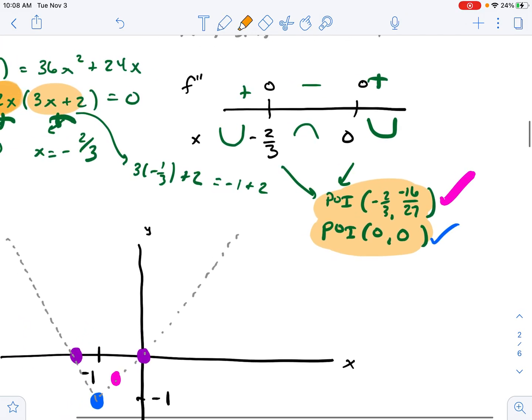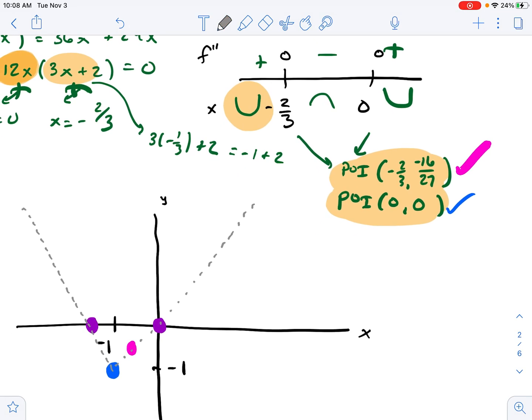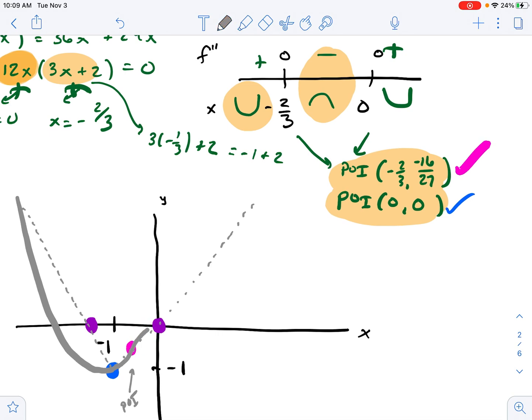Now I'm going to apply my concavity. To the left of 2/3, we should be concave up. So it's going to be decreasing, concave up, and it's going to look something like that. Okay? And now we're increasing concave up because, again, that was our point of inflection, the pink point. Now, between negative 2/3 and 0, we change to concave down. That's just in this little region right here. So we're increasing, but we're doing it concave down. That's what that would look like.